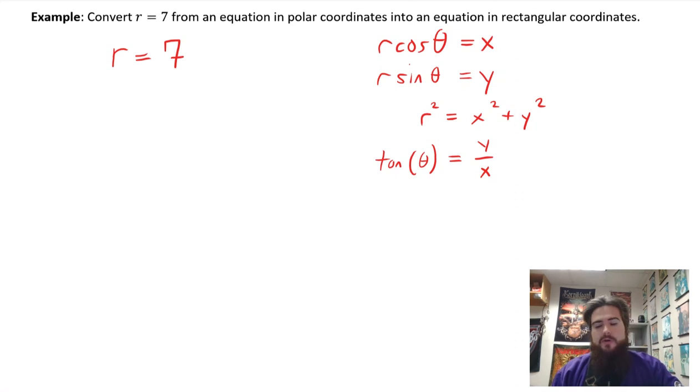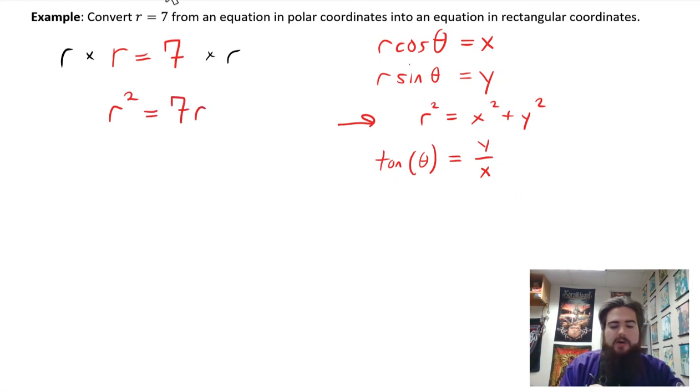The same issue would hold if I tried to use r sine of theta. So maybe let's look at the third equation. r squared is equal to x squared plus y squared. You could make this r equals 7 involve an r squared in a couple different ways. For example, we could try multiplying both sides by r. If I did that, I would get r squared on the left, but I would now have 7r on the right side. But then I fall into the same trap of, what do I do to deal with 7r?